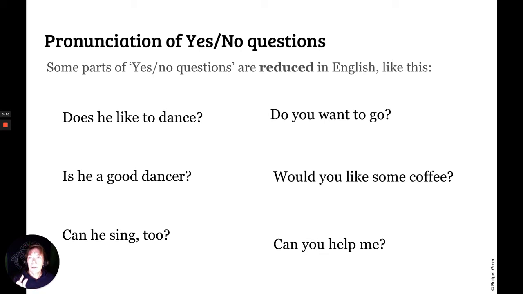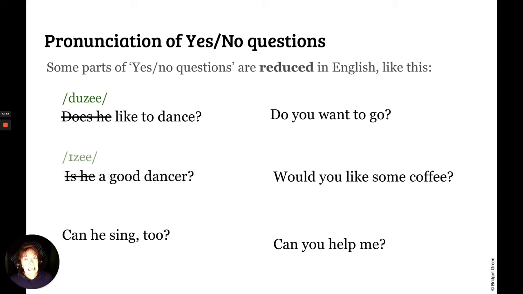Okay, reduced like this. Does he like to dance? Becomes does he. Does he like to dance? Repeat. Does he like to dance? Is he becomes is he. Is he a good dancer? Can he becomes can he. Repeat. Can he sing too?